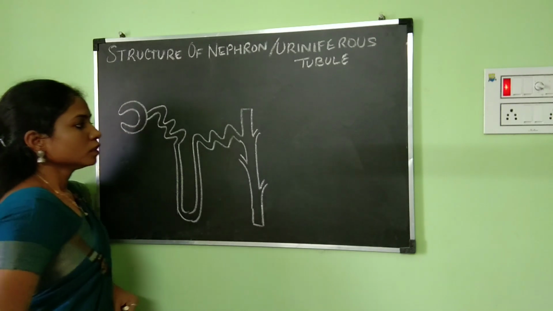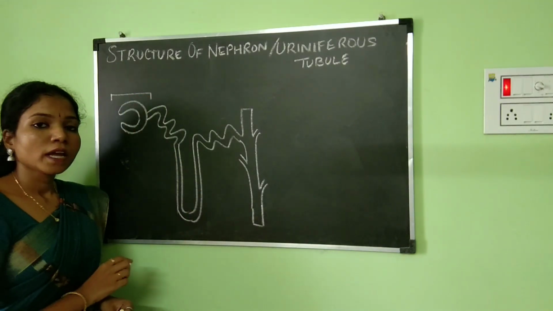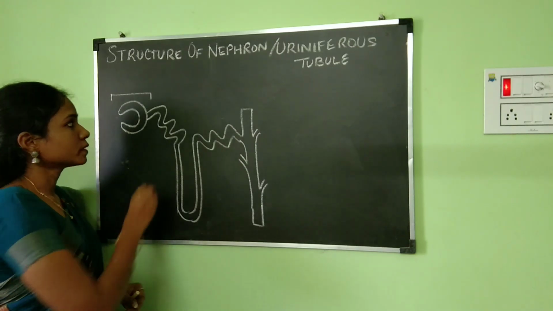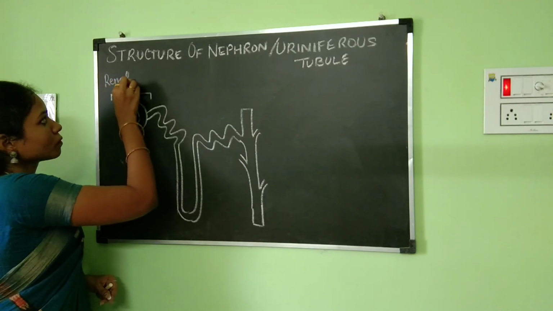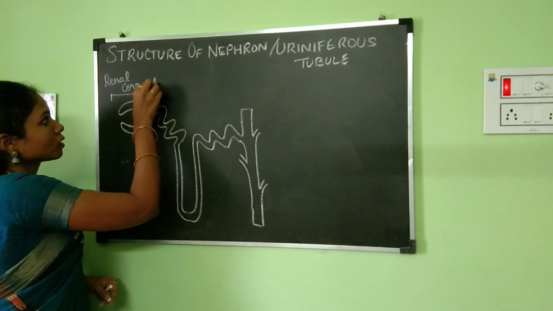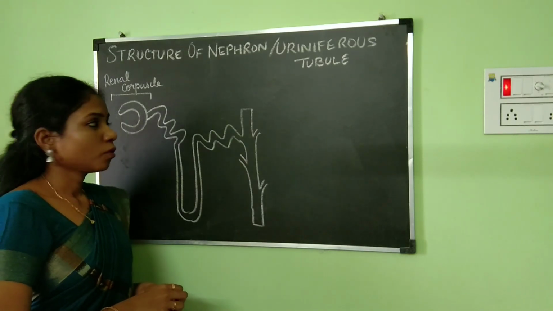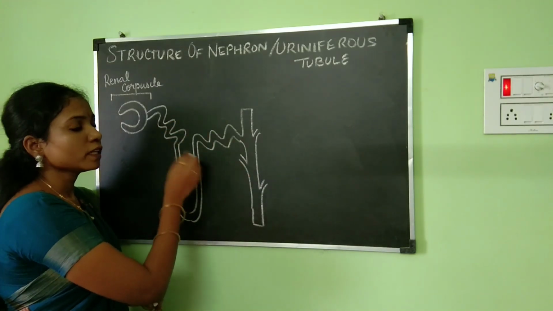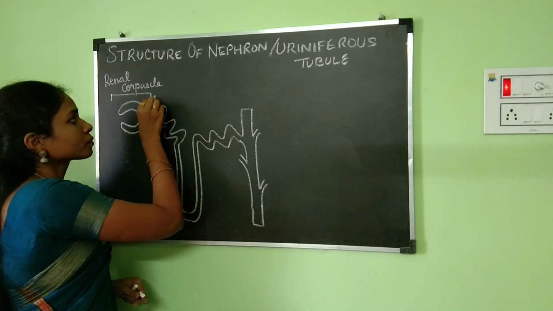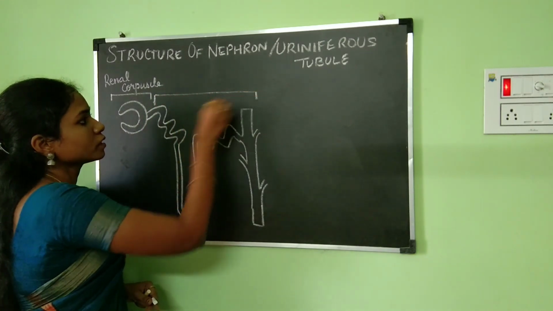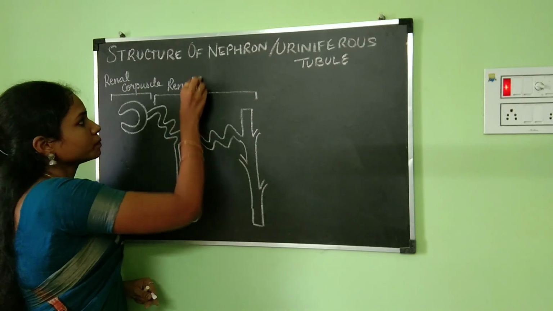Okay. So this portion of the nephron is called the renal corpuscle, or it is also called the Malpighian corpuscle. Then the remaining portion is looking like a tube, so it is called the renal tubule.